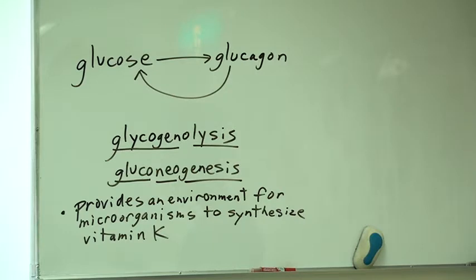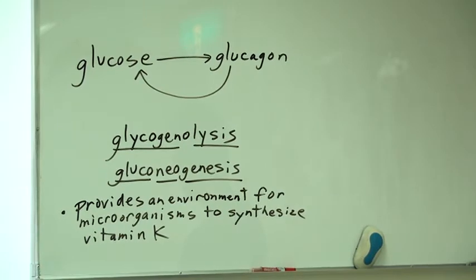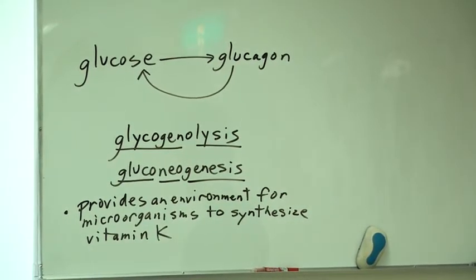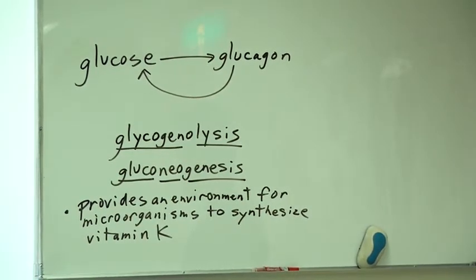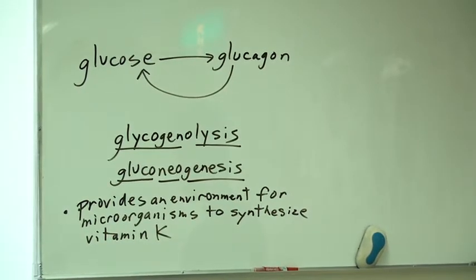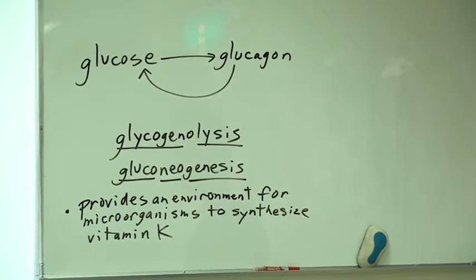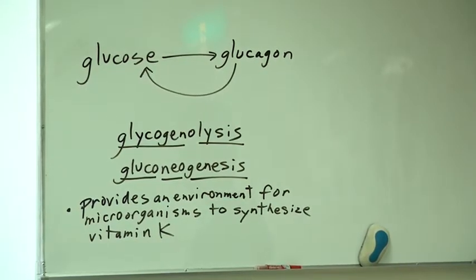So in patients who have surgery in the intestines, GI surgery, especially in the colon, if you remove the colon, for example in colon cancer, you expect them to have what? Bleeding problems, because the body cannot produce vitamin K. So the GI system provides an environment for microorganisms, bacteria, to synthesize your vitamin K. That's the 4th function.